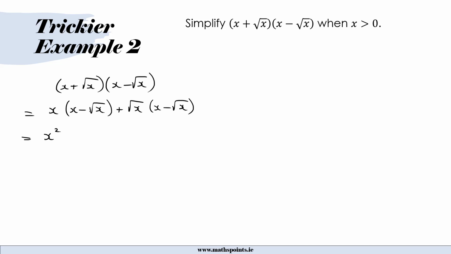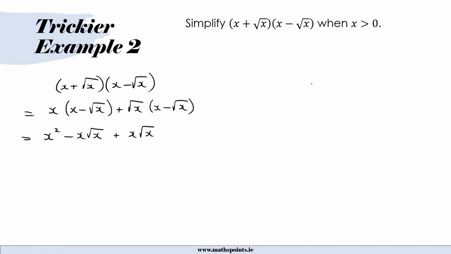Now x times root x, they don't really join together. The simplest we can write them is by putting them beside each other, so x root x, but we can't put them under the same surd because the x isn't underneath the surd. So we can literally just write them as x root x. Similarly, root x by x is also x root x.